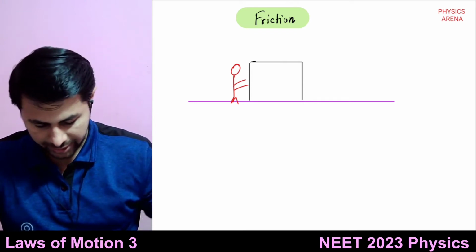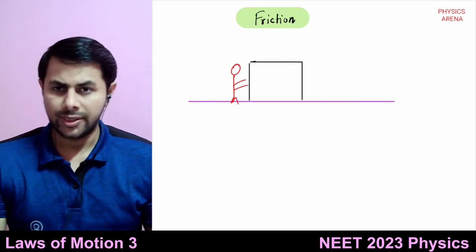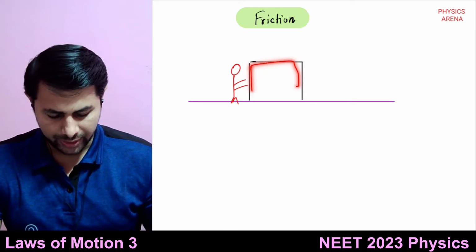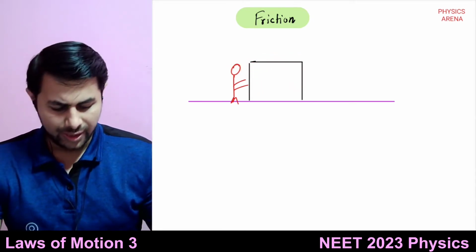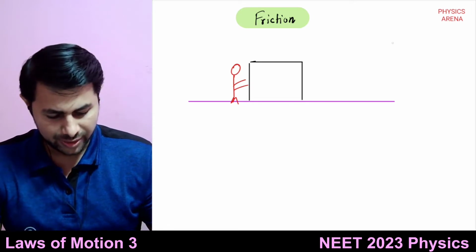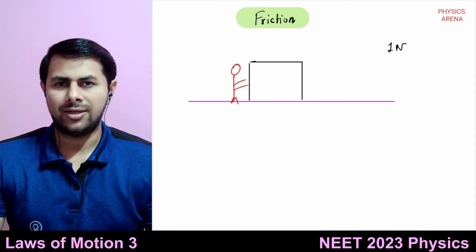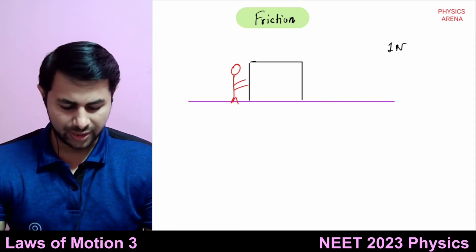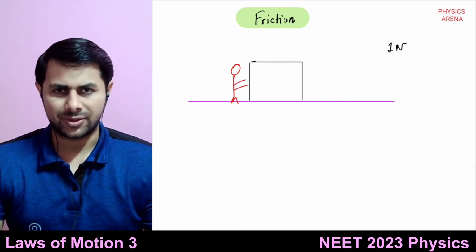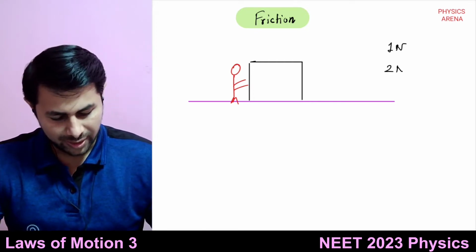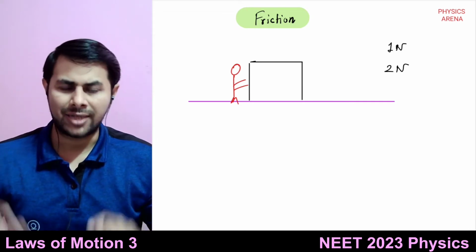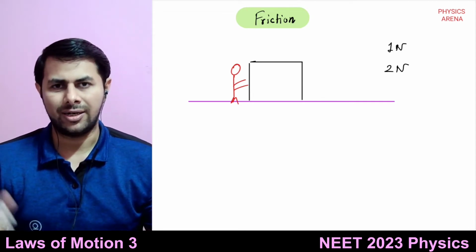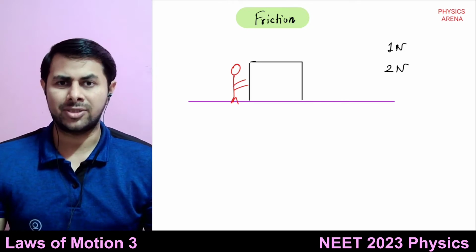Now let's suppose there is this block resting on the floor and I exert some force on it. Initially I give a gentle push, let's suppose 1 Newton, and the block doesn't move. Then I apply some more force, let's suppose 2 Newtons. Still it doesn't move. Then I gradually increase the force, and at some value of force it begins to move.